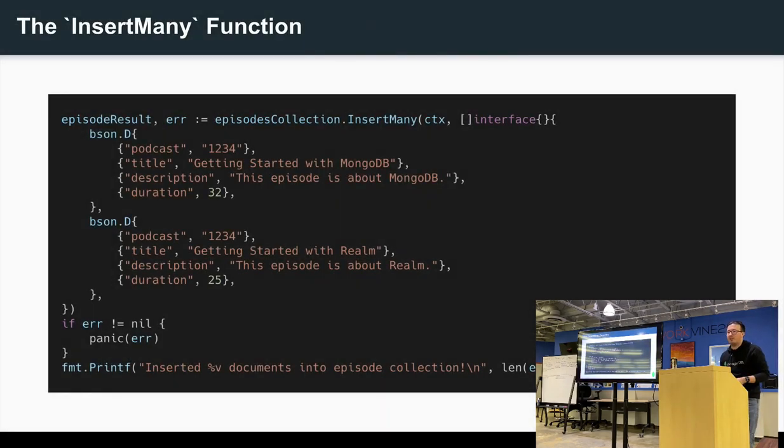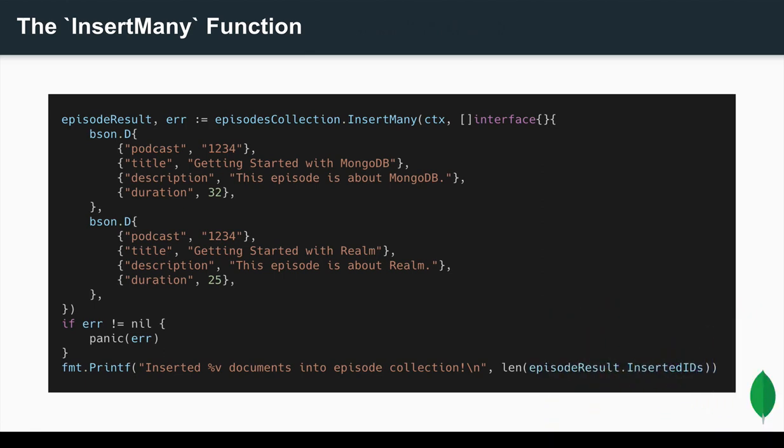Here's another option that you can do. So the inserts, the finds, the updates, the deletes, they all have a one form and a many form. So if I wanted to insert many documents in one operation, I could do something like this. I could also provide data structures, but I'd be providing a slice of interface to signify that I'm doing more than one. And instead of returning a single insert ID, I'd get an array of them back. And in this case, I'm just printing out how many came back.